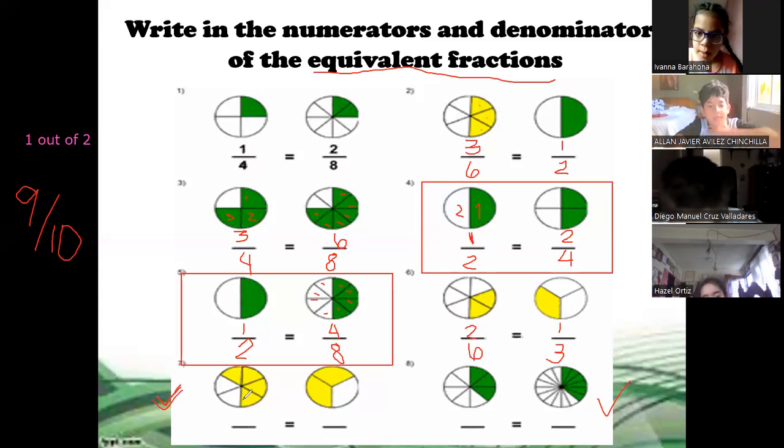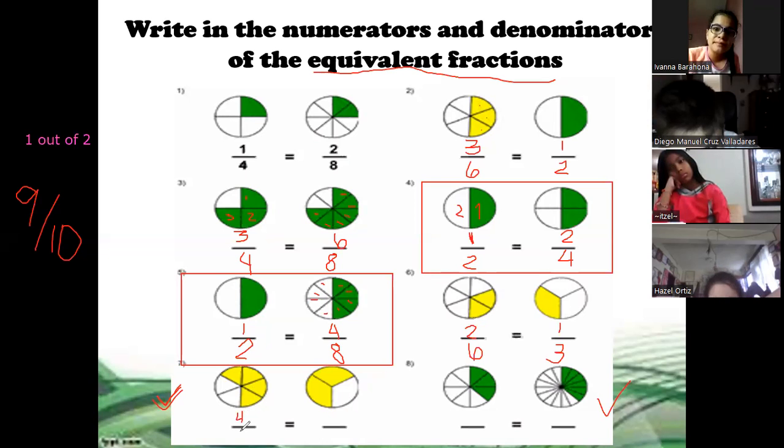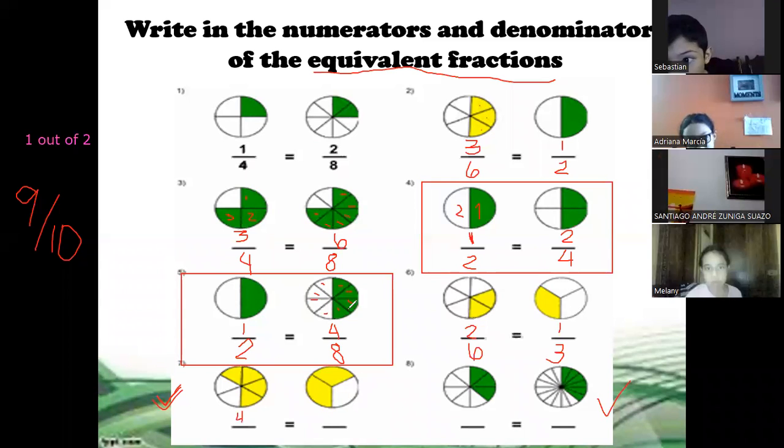Alan, this one is for you. 4. Okay, 4, numerator and denominator. 6. 6, exactly. This one? 2. 3. 3. 2/3, excellent. Maria Jose? 3, 8. This one? Okay, let's see.